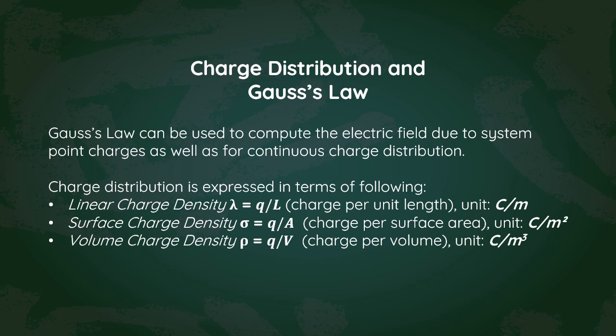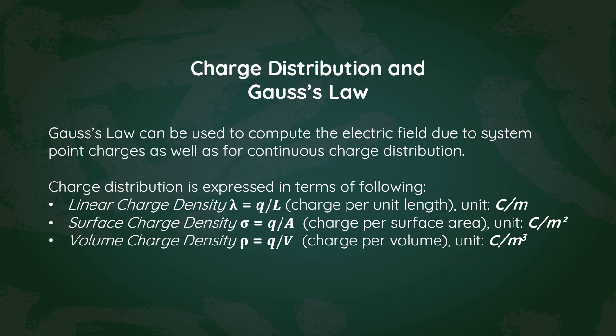Your linear charge density is your charge per unit length. For surface charge density, the charge per surface area. And volume charge density is the charge per volume, with corresponding formulas: total charge over length, total charge over surface area, and total charge over volume, respectively.